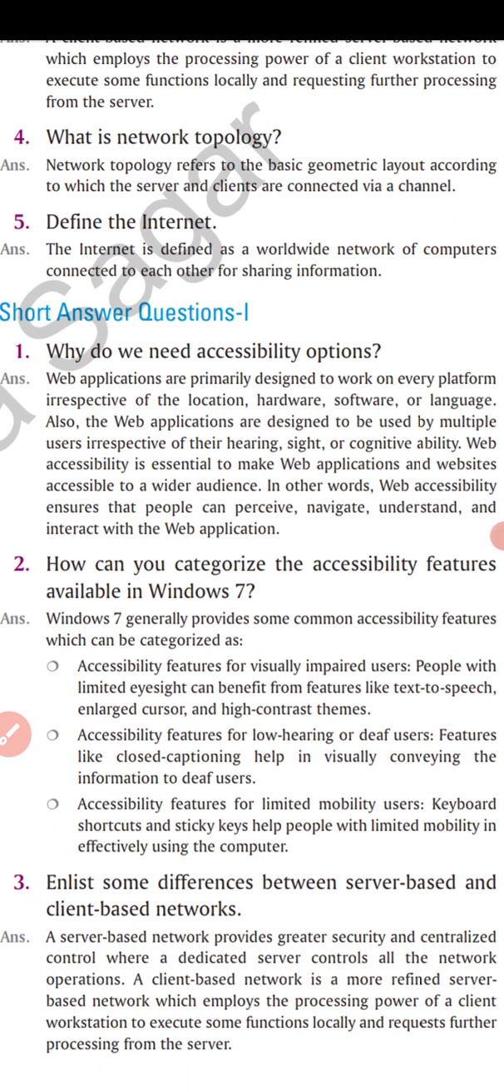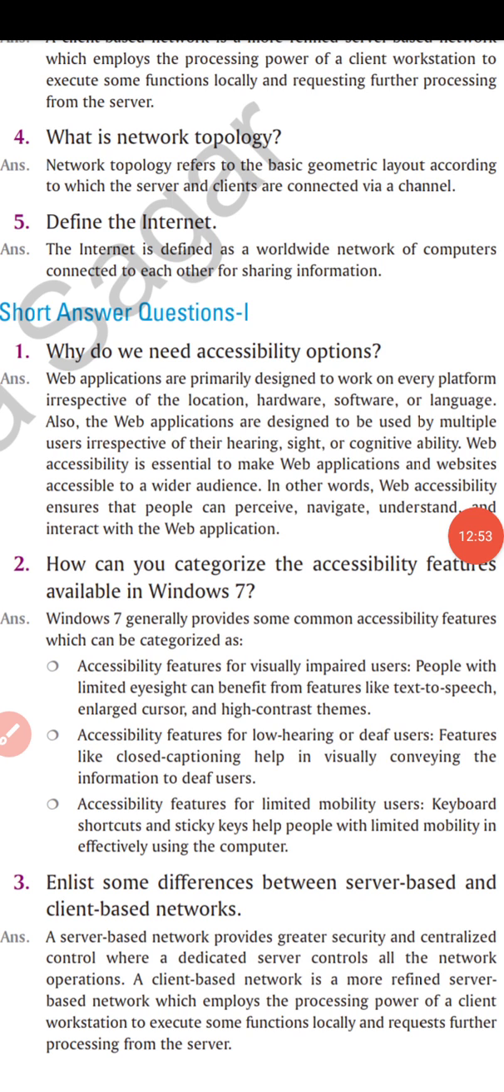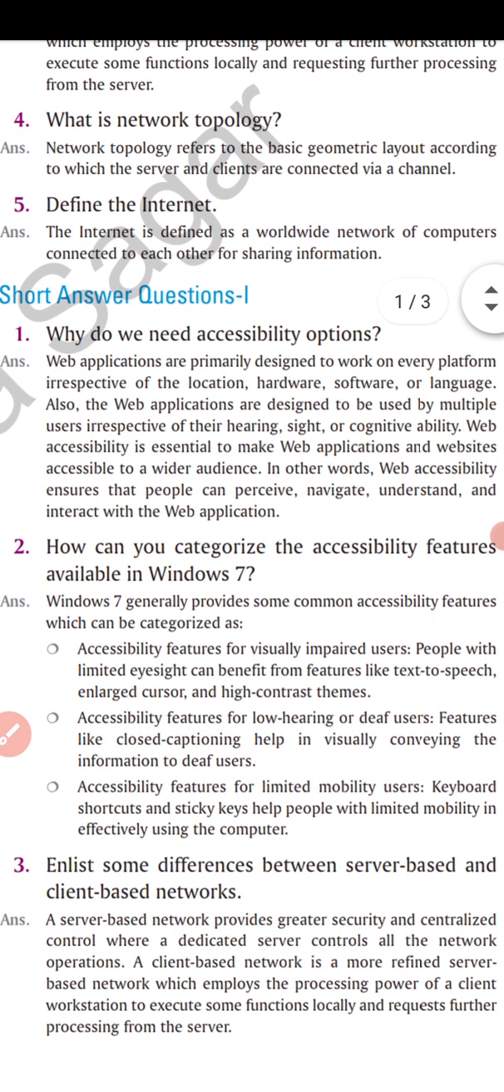So why do we need accessibility options? First of all we should know what accessibility is, and what accessibility options are. Okay dear students, web applications are primarily designed to work on every platform, irrespective of the location, hardware, software or language also. You know well that if you want to open Google Chrome, you can open Google Chrome in your mobile phone also.